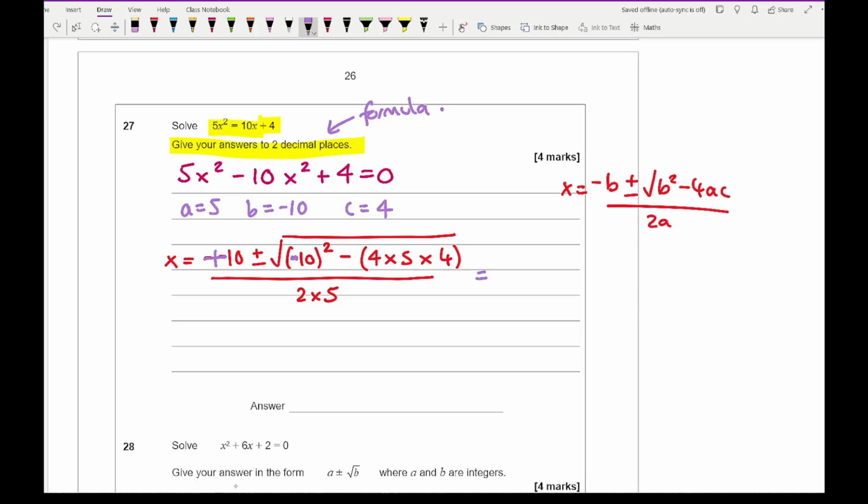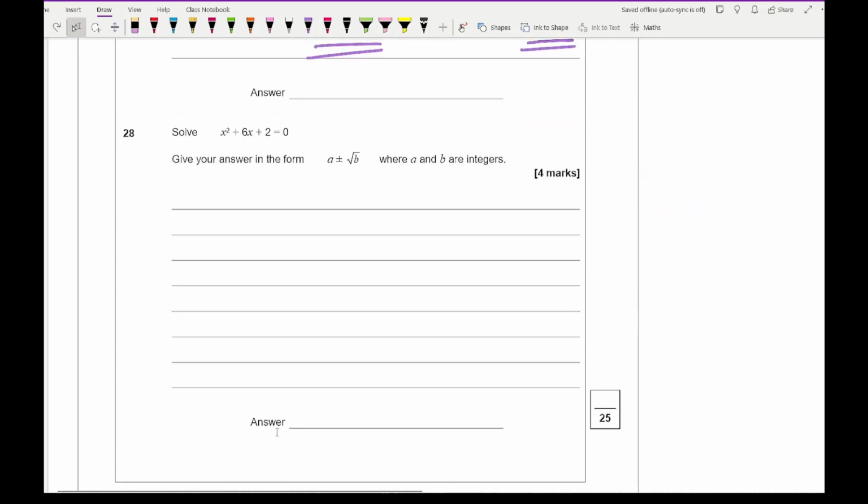Now, if I type that all in, I should get an x value, to two decimal places, of x equals 2.34 or x equals minus 0.34. And there you go. Then moving on to question 28, it says solve x squared plus 6x plus 2 equals 0. Give your answer in surd form.